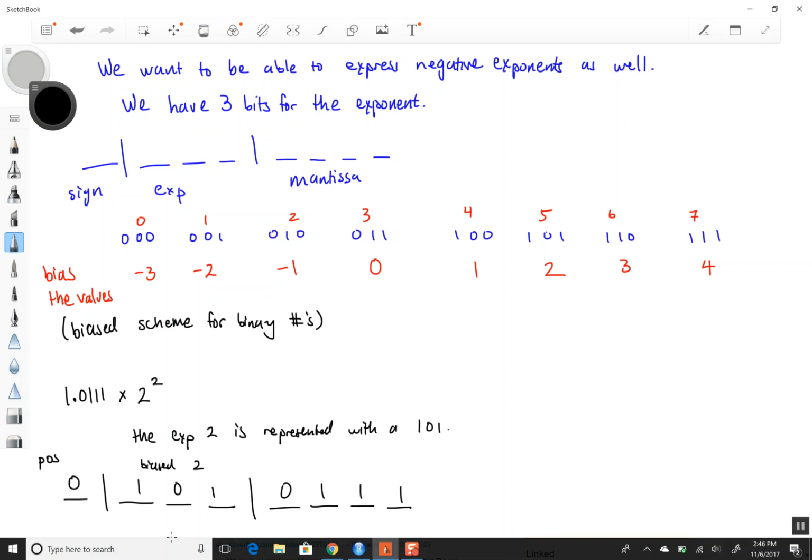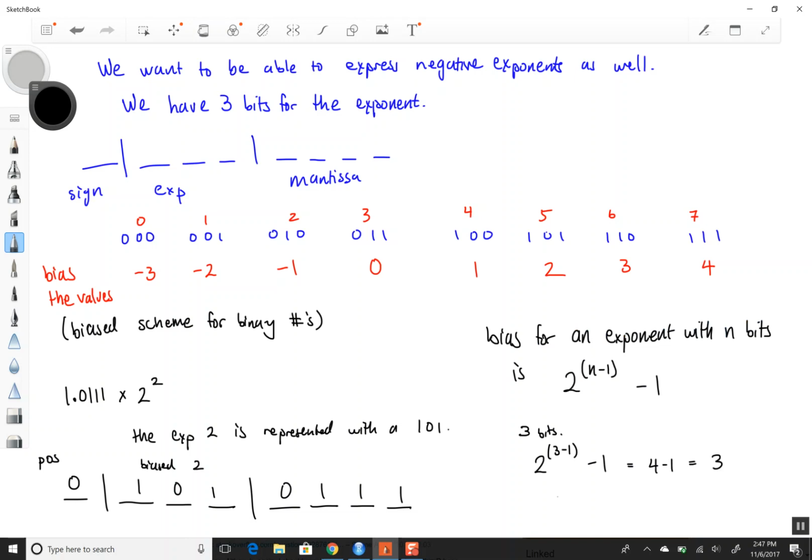Okay, so what is the bias that we're going to use? Well, we said 2 to the third is 8 numbers, so that's how many unique values I can use. We want half of those to be positive, and the other half to be negative and 0. So the bias is going to be 2 squared minus 1. So that's how we got -3. The bias for an exponent with n bits is 2 to the n minus 1, minus 1. In this case, we have 3 bits, so it's 2 to the 3 minus 1, 2 squared minus 1, which is 4 minus 1, 3. Bias is 3.